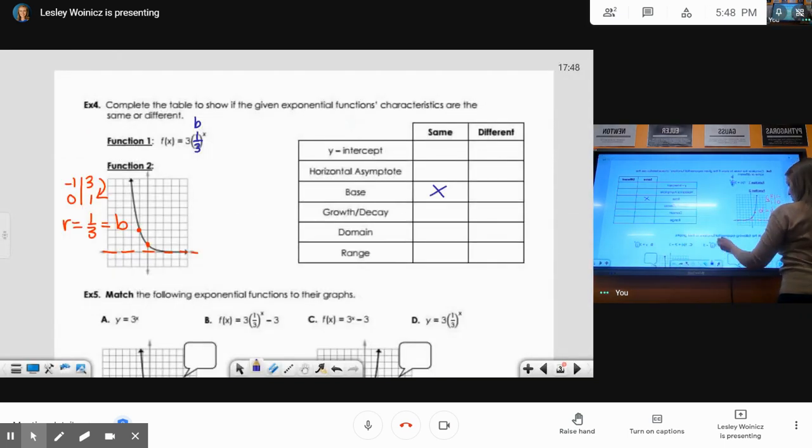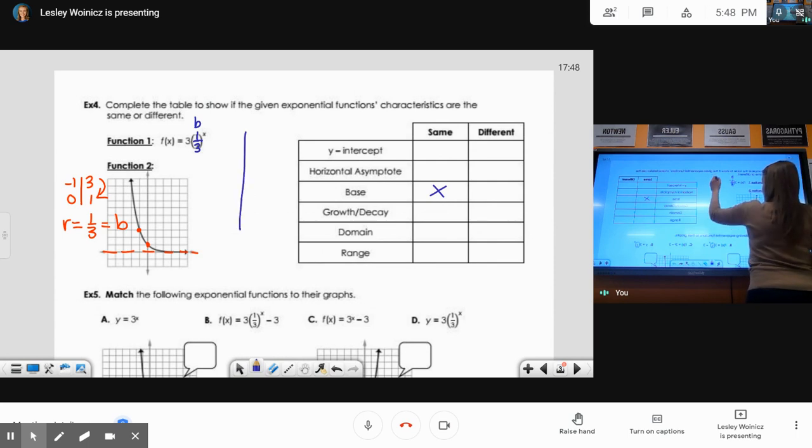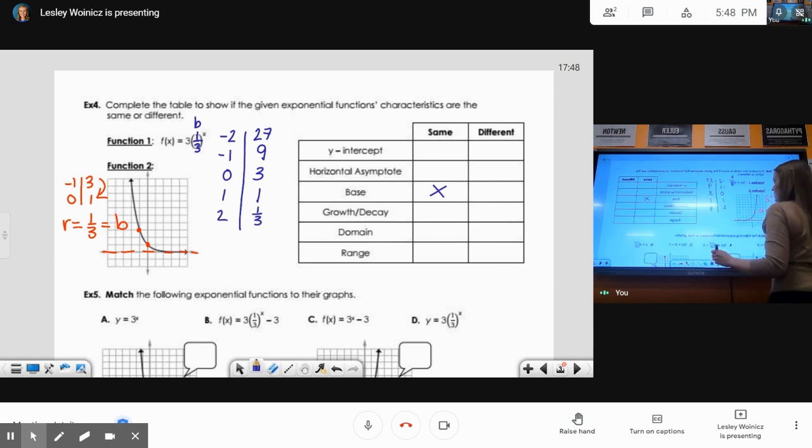So my table that I'm copying down went negative 2, 27, negative 1, 9, 0, 3, 1, 1, 2, 1/3, and so on. And so those are the points I'm going to graph. I've got negative 2, 27, that doesn't fit. Negative 1, 9, I think that's here. 0, 3, that's here. 1, 1, 2, 1/3. So it's going like this. Okay.